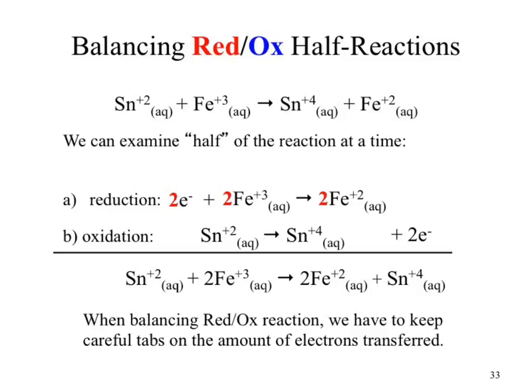Look at your balanced half reactions. What did tin plus 2 do? It gave up 2 electrons. What did it give up those 2 electrons to? The iron. Hence it absorbed those 2 electrons. Tin plus 2 transferred 2 electrons to iron plus 3. How many electrons were transferred in the course of the reaction? 2. And you see that from looking at the balanced half reactions.